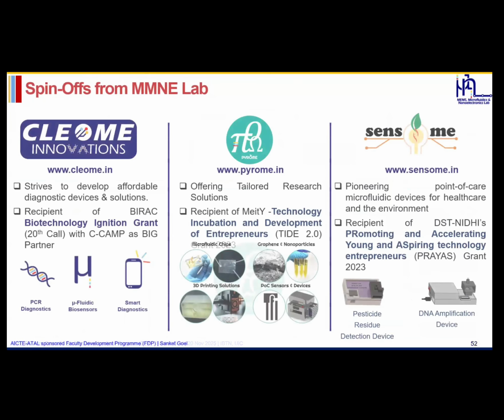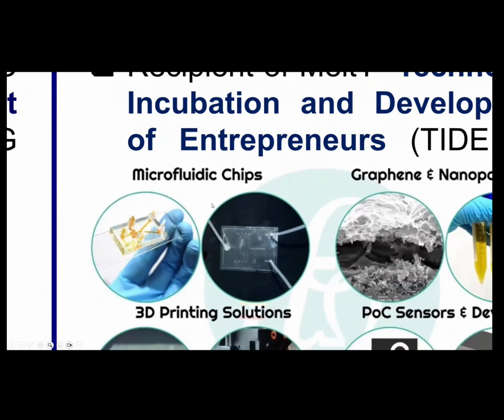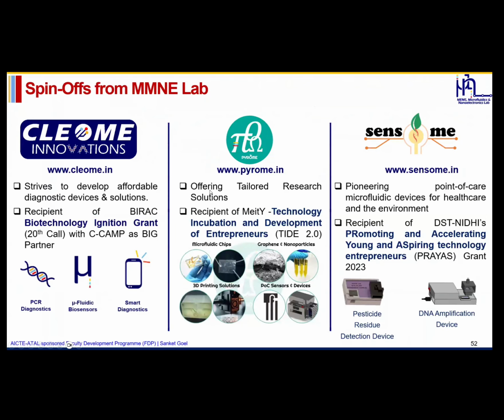Last but not the least, we have also created 3 startups from the different work which has come out from the lab: Cliome, Pyrome, and Sensom. Cliome predominantly works in biomedical applications, whether it is PCR diagnostics, biosensors, and diagnostics. Pyrome, as the name says, works in optical detection devices, as well as some of the devices which can be used, as you can see here, for ultra-fast nanomaterial quantum dot synthesis. Sensom mainly works in environmental and food monitoring devices.